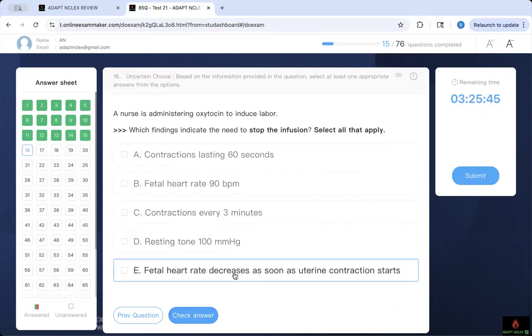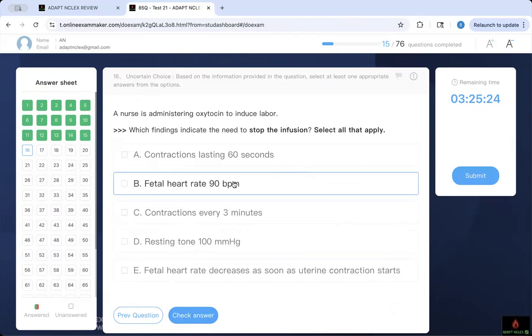16. Maternity. A nurse is administering Pitocin to induce labor. Which finding indicates the need to stop the infusion? That means bad things are happening. If I give you Pitocin, it can cause tachysystole. It can cause overcontraction. You have to know these numbers. Which numbers do you think you should know?